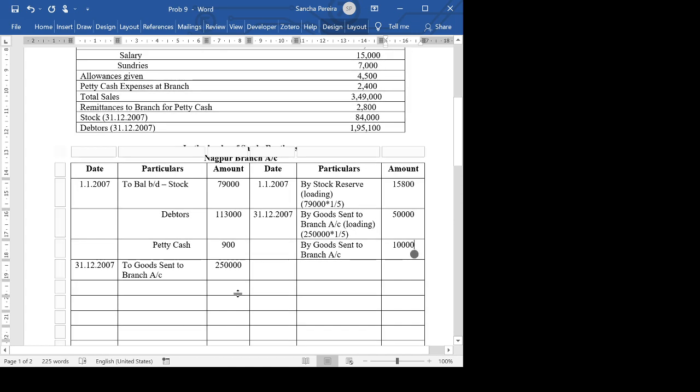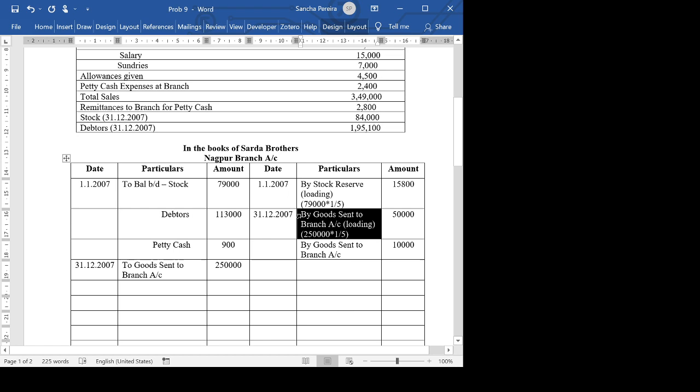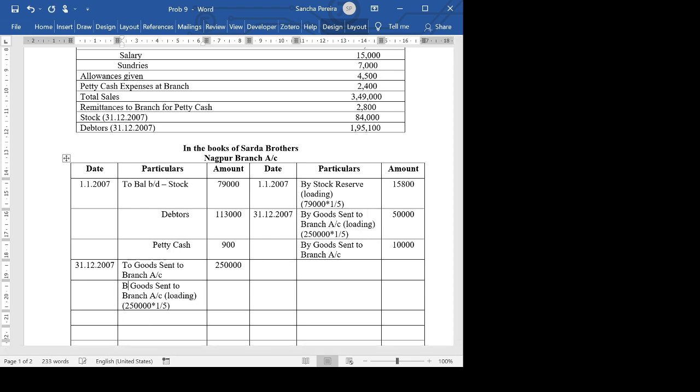So again we will have loading on this. To goods sent to branch account, loading. Now it is 10,000 into 1/5. So that comes to 2,000.